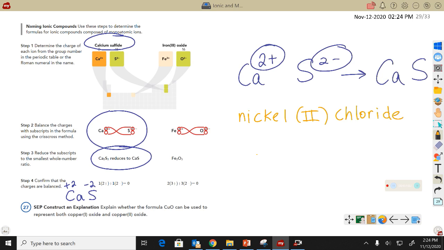Well, first, I don't freak out because I see the Roman numeral. The Roman numeral is just telling me the charge on nickel because nickel is a transition metal. It's in that middle D block of the periodic table. It can have lots of different charges. And so, in fact, I don't even have to look up the charge on nickel. The Roman numeral is telling me that the charge on nickel is 2 plus or plus 2. Either is fine. I do have to look up the charge on chlorine.